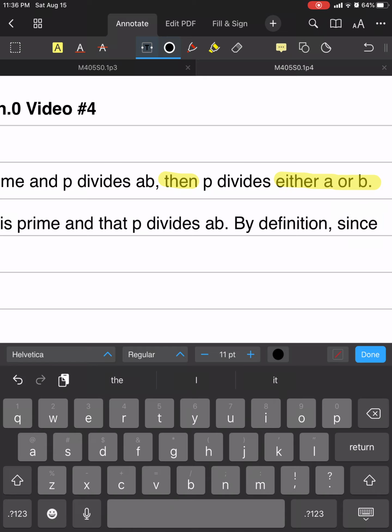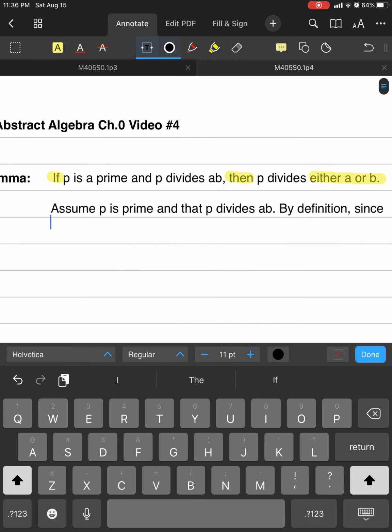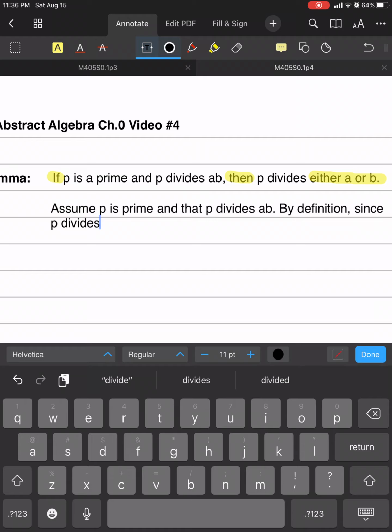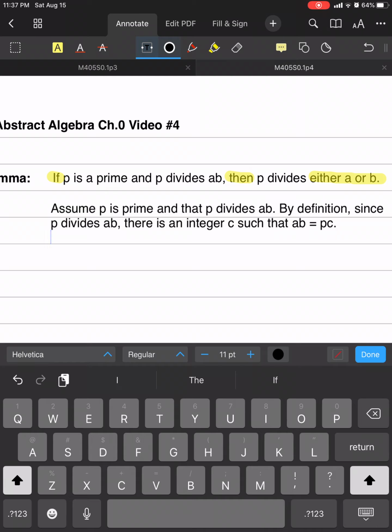since P divides AB, that means there has to be another integer such that, so how does this work again? We have P divides AB. That means P times something else equals AB. In other words, AB equals PC. So by definition, since P divides AB, there's an integer C such that AB equals PC. Okay, let's keep on going.